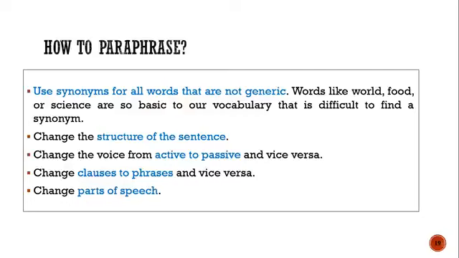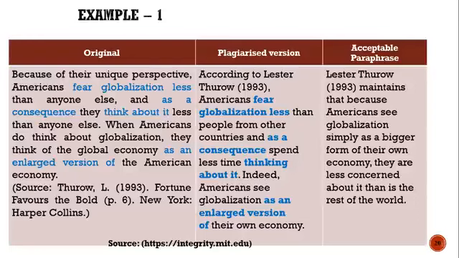Next question is how to paraphrase. For that, you can use synonyms for all words which are not generic. I'll give you some examples in the next 3-4 slides of how you can avoid plagiarism. Example 1, you can see, this is the original. The first column shows the original sentences which have been taken from a particular paper. The second column shows the plagiarized version. The third column shows the acceptable paraphrase. So our aim is to achieve the acceptable paraphrase, that is the third column. We have to compare the acceptable and the original.